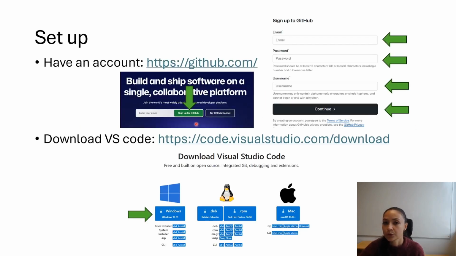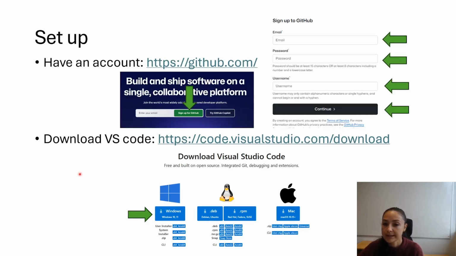To be able to use Git, we need to have an account on github.com. If you have an account, you can continue watching this video. But if you don't have an account, I want you to pause, go to github.com, and click this button to sign up. Fill in the necessary information. You need to put in an email, a password, and a username, and continue. When you have the GitHub account ready, you can continue watching this video.